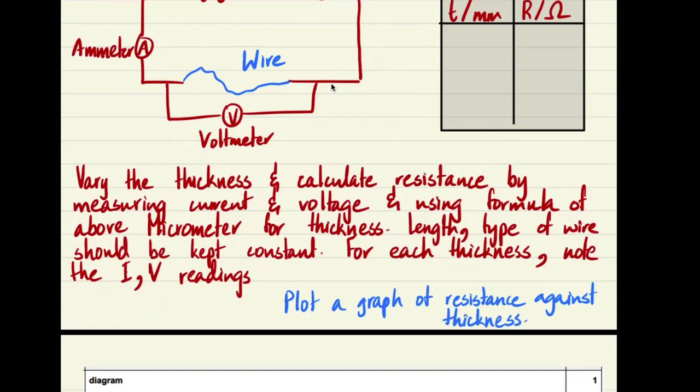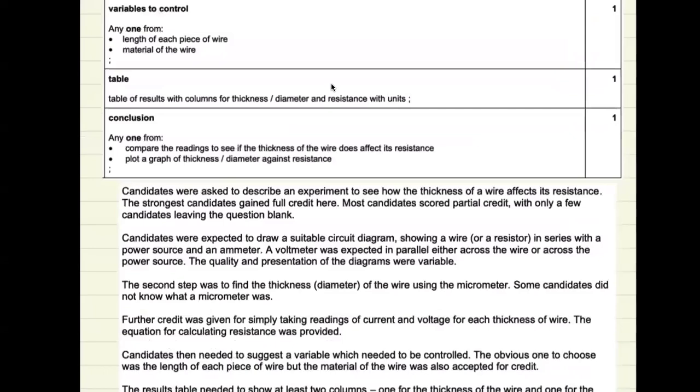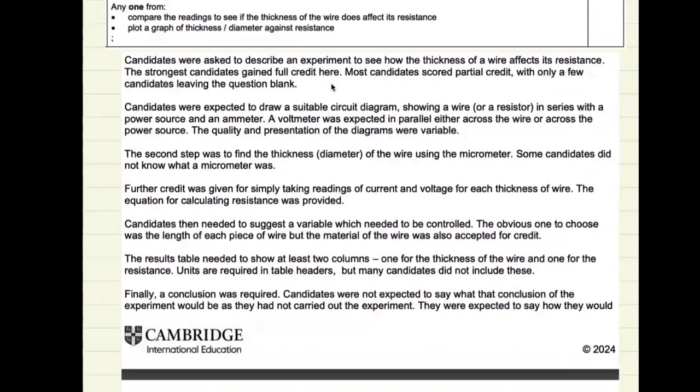So that's what this one was about. That's also written here. Most candidates scored partial credit with only a few leaving it blank. So this is, in my opinion, the easiest question on P4. Suitable circuit diagram with a wire or a resistor in series. A voltmeter was expected in parallel either across the wire or across the source. Quality and presentation were variables.